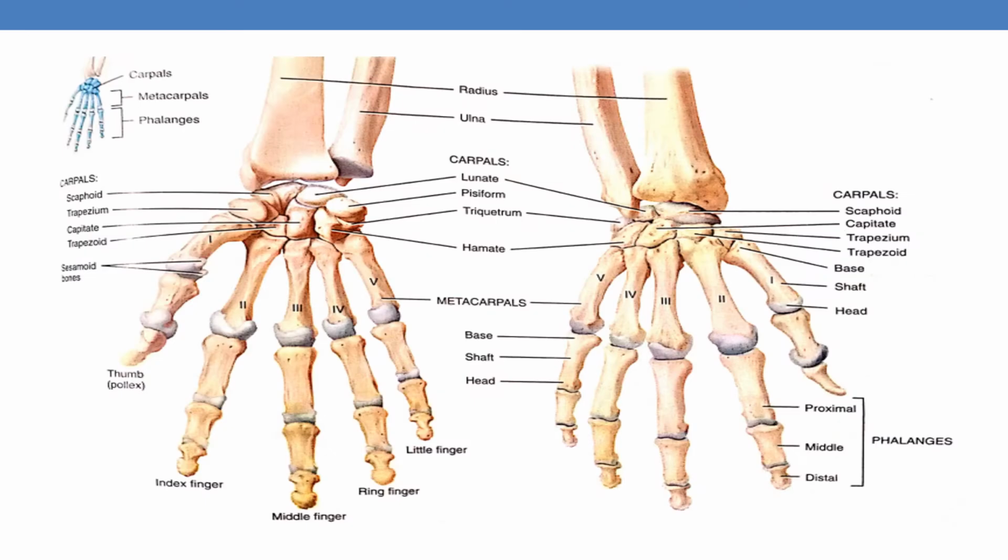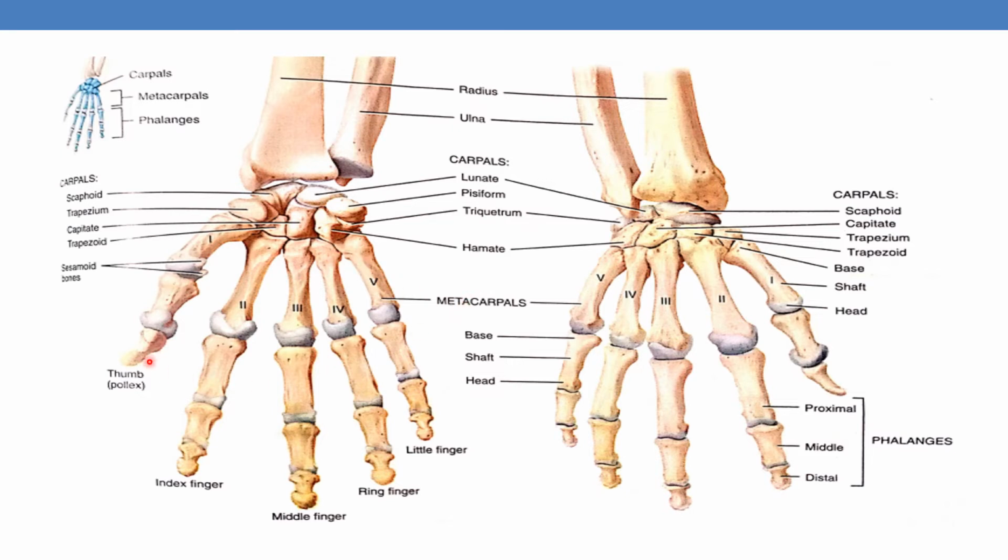Here you can see the figure of the hand. If you see here, the carpals are arranged in 2 transverse rows, 4 bones in each row. So there are 8 carpals. This is radius and this is ulna. And these are the carpals. These 5 are, 1, 2, 3, 4, 5, starting from thumb, the metacarpals.